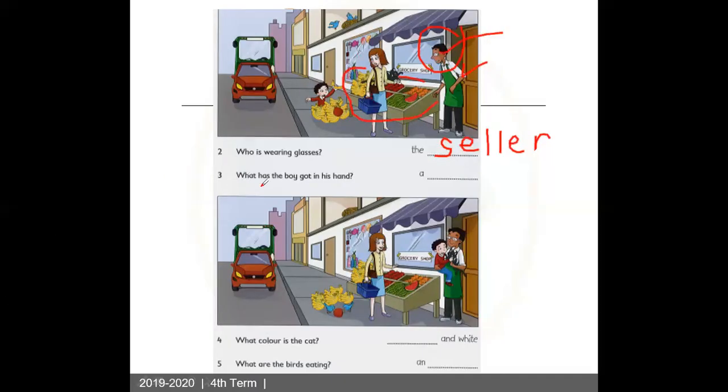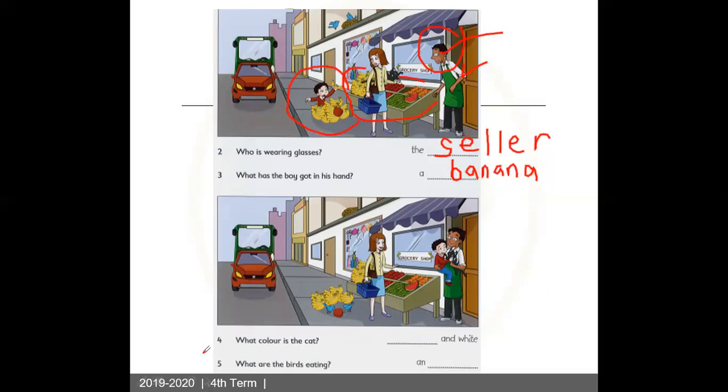Number 3, what has the boy got in his hand? All right, look at the boy. So he's on the ground, and what has he got in his hand? You're correct. I can see it, a fruit. And the name of the fruit is banana. So let us write it. It's a banana. Okay, let's move on. I hope it's clear.